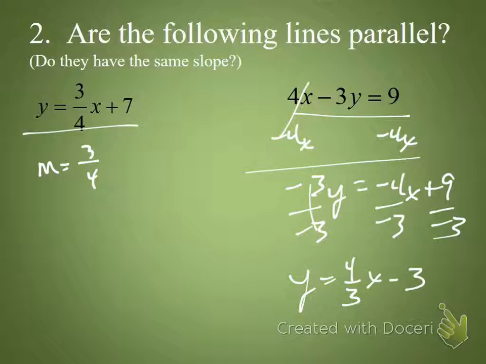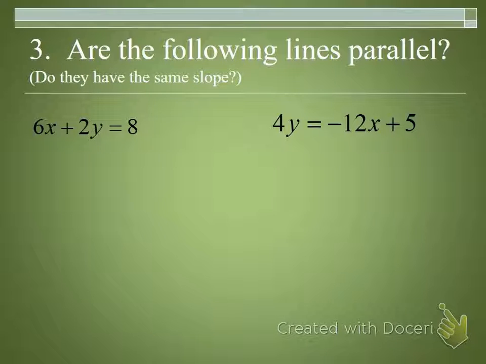Okay, now, do they have the same slope? Well, here the slope is 4/3. Answer to that question is no, they don't. So it doesn't matter about the y-intercepts. We already know these guys aren't going to be parallel. Okay? All right. Now you try it.